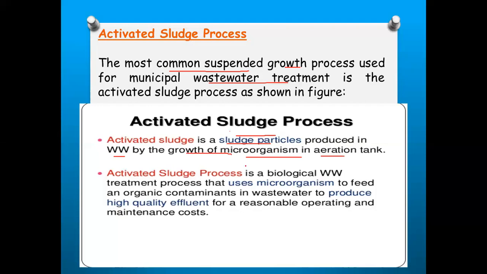So the activated sludge process is defined as a biological wastewater treatment process that uses microorganisms to feed on organic contaminants. Organic contaminants we get from domestic applications, domestic sewage water. So we add microorganisms to the organic contaminants in the wastewater to produce what? High quality effluent. The microorganisms feed on these organic contaminants.